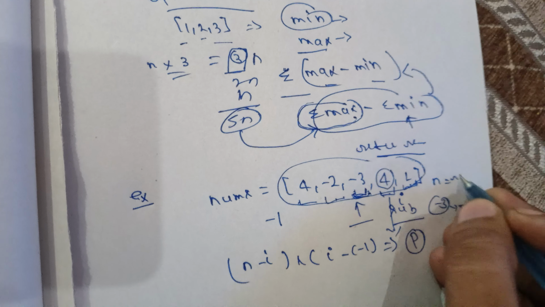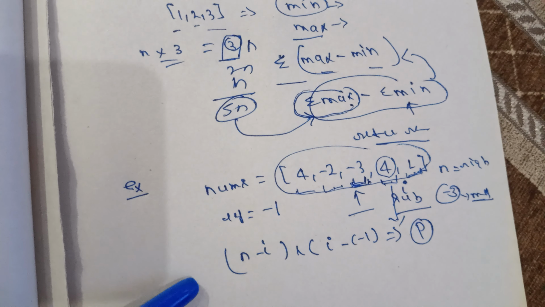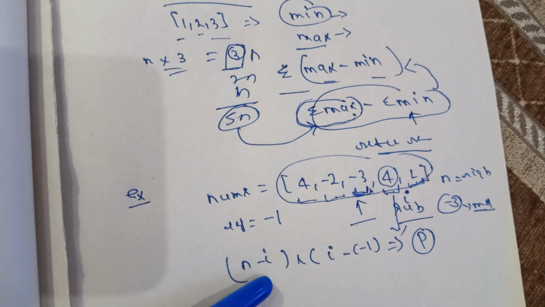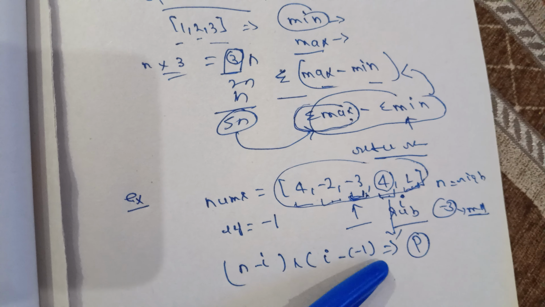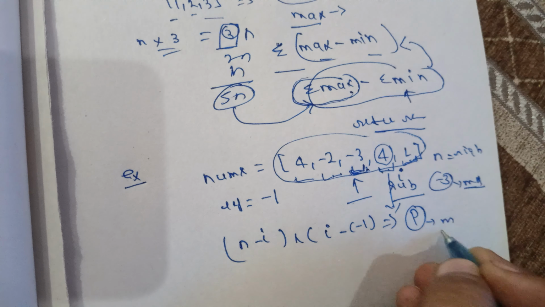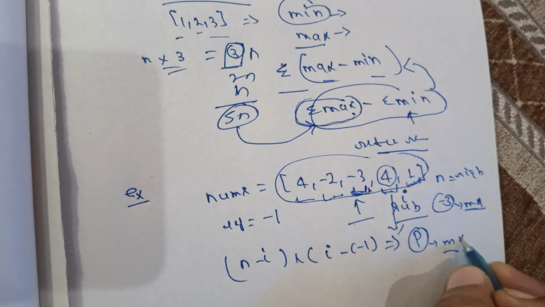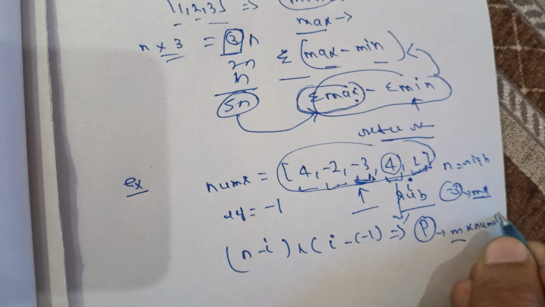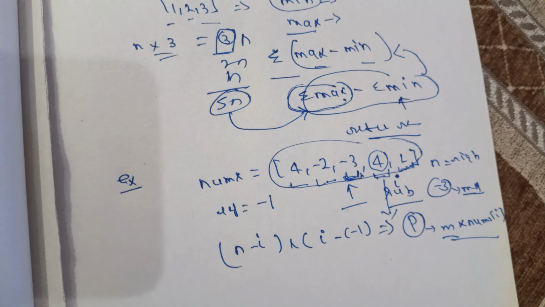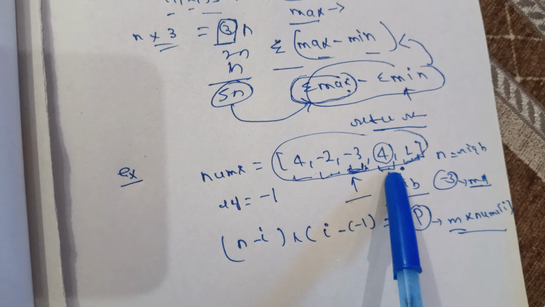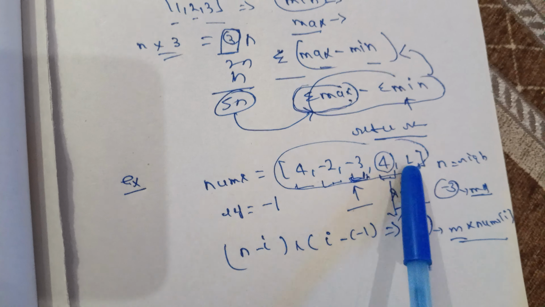Let's take i equal to right and this equal to left. So this is the formula: (right minus i) into (i minus left) is equal to P. It is the total number of subarrays where this index i is included, and when we multiply this with nums[i], we get the min sum of the 4. Similarly, we can find it for -3, -2, 4 and 1.